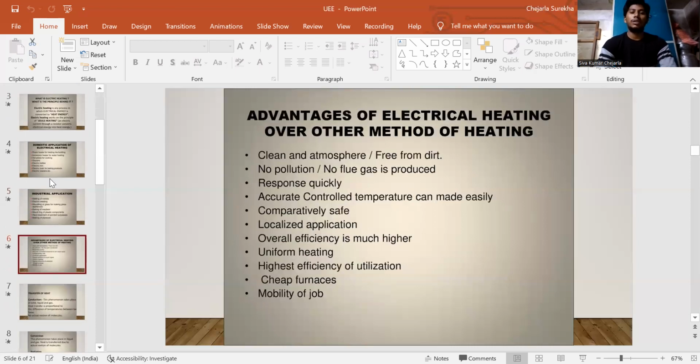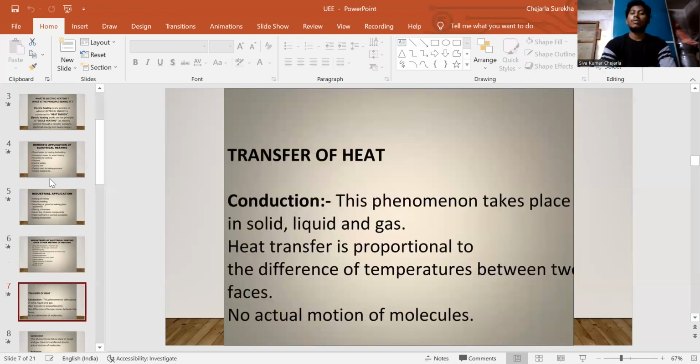Advantages of electrical heating over other methods of heating: clean and free from dust, no pollution, no flue gas is produced. Responds quickly. Accurate temperature control can be made easily. Comparatively safe. Localized application. Overall efficiency is much higher. Uniform heating. Highest efficiency of utilization. Cheap furnaces. Mobility of jobs.